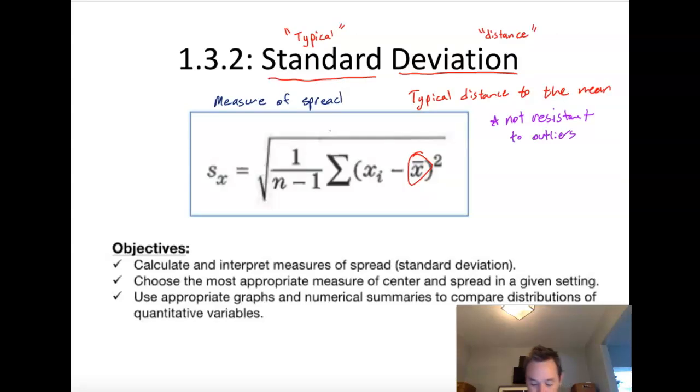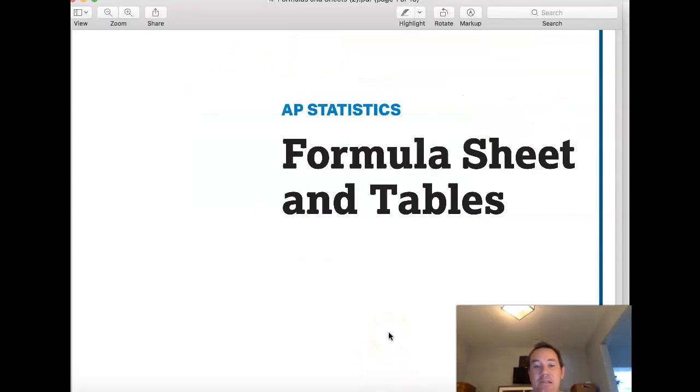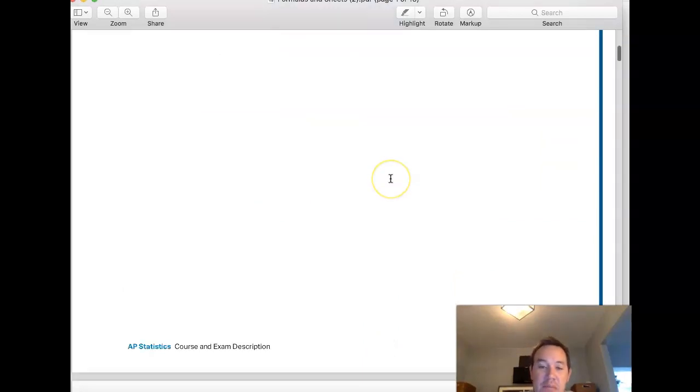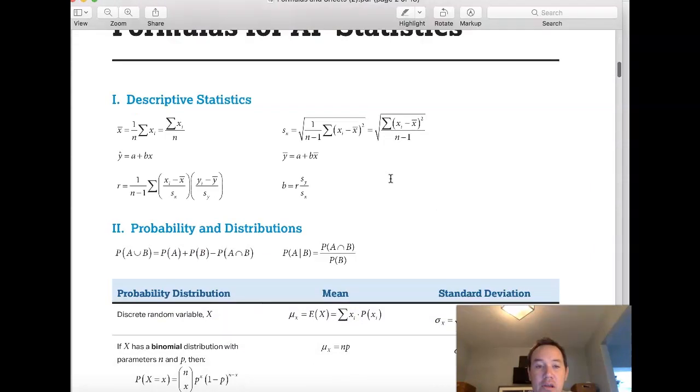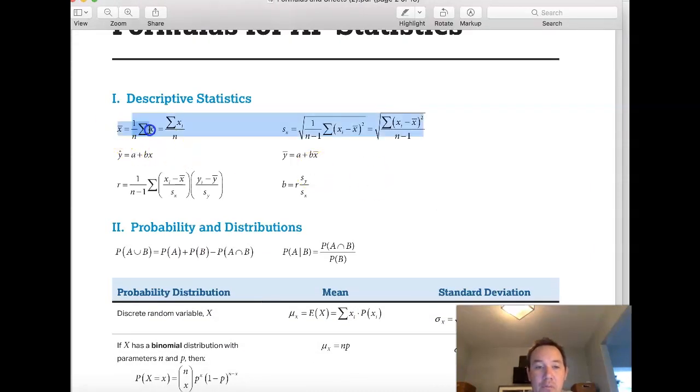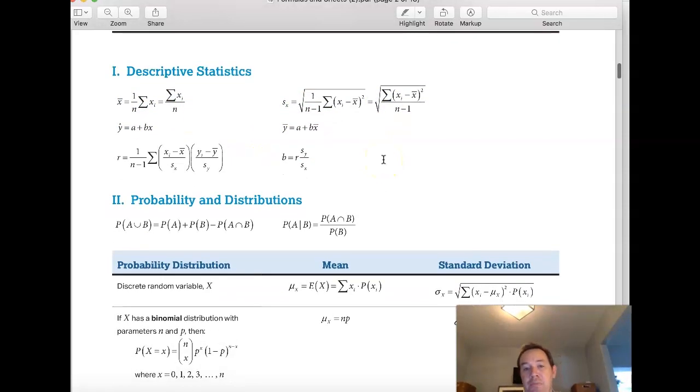All right, so before I move away from this, this is the formula for standard deviation. You don't have to have that memorized. If you go into the supplemental button on our homepage, you can find the AP statistics formula sheet and tables. This is what you're given for the AP exam, and it has all these formulas in there for you. So here's the one we went over in 1.3.1. This is just the formula for finding a mean, and here's your formula for finding a standard deviation. So let's break that down real quick.